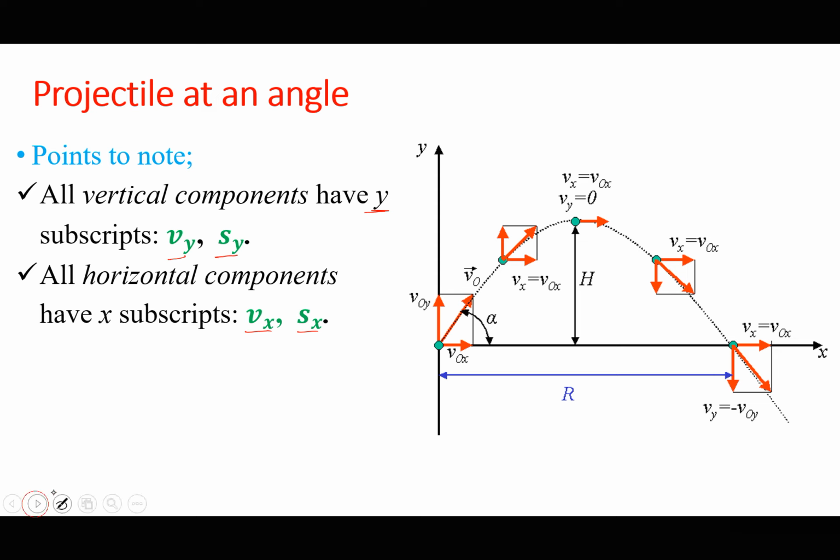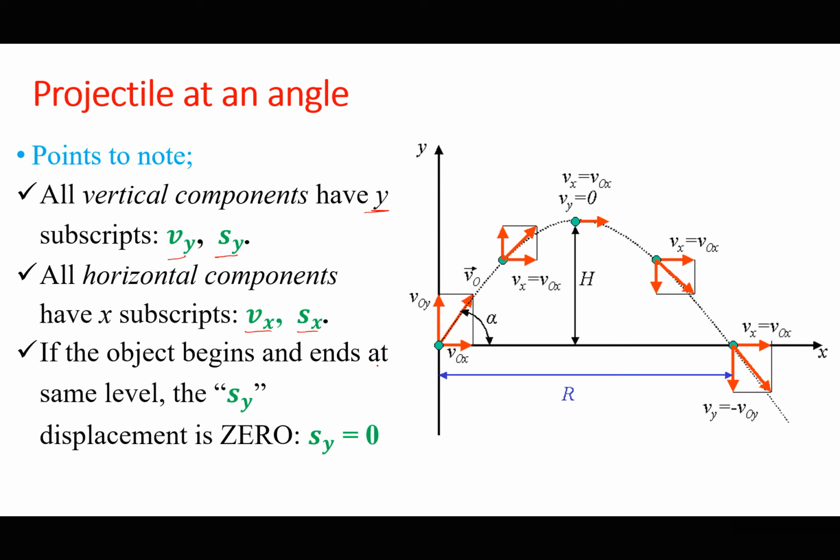If the object begins and ends at the same level, like in this illustration here, it means the displacement is 0. That means s in the vertical is 0. Of course, s in the horizontal can't be 0 in this case because the displacement in the horizontal has changed. If it starts from here, goes up, positive h, comes down, negative h, total displacement in the vertical will be 0. And I want you to notice that the velocity in the vertical goes on decreasing and is 0 at the highest point, but in the horizontal it is not 0.